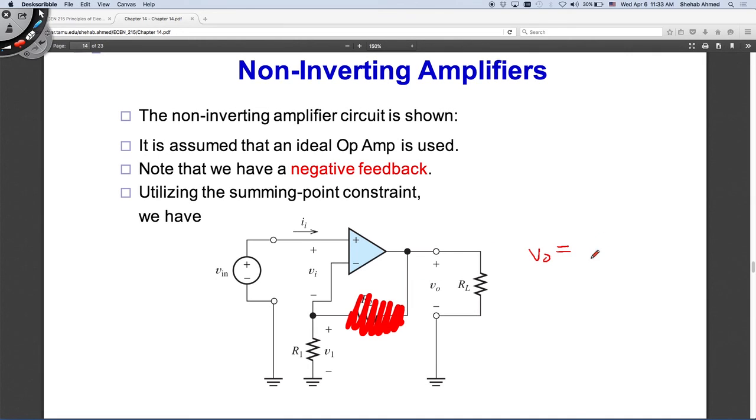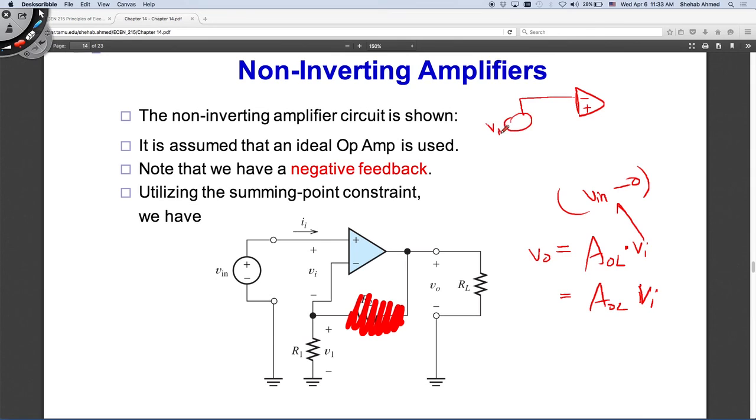Come on, guys. The open loop gain multiplied by VI, this VI. And this VI in this case is equal to V input minus 0. Right? So the output voltage is a positive number. Before, what did we have? Before we were connecting the source to the negative terminal. We had V input here, and this was connected to ground. What was V output in this case?